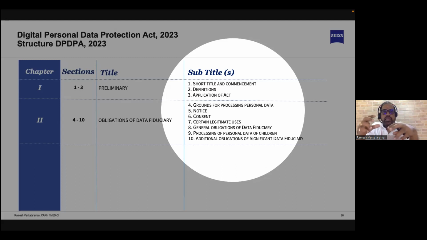Because it's very sensitive, there are certain additional obligations to be taken care of by the significant data fiduciary. One, having a data protection officer. Two, conducting data protection impact assessments. Three, going for regular planned audits. Four, data audits to be performed by an independent auditor. These are all additional obligations we need to be aware of.